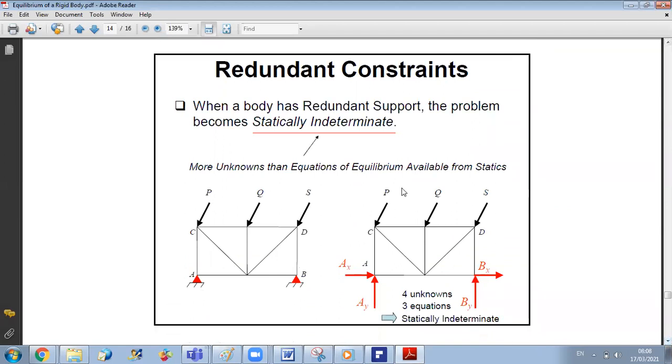So when a body has redundant supports, the problem becomes statically indeterminate. I cannot calculate the unknowns using just three equations. As I told you, we need something else, another equation, and in general it's not given by statics. For example, if you take mechanics of materials, you will understand what the force equation will be. But here, from statics, I cannot solve for the force relation, so I need another type of science to allow me to solve the additional unknowns.